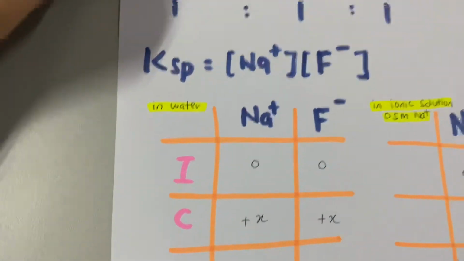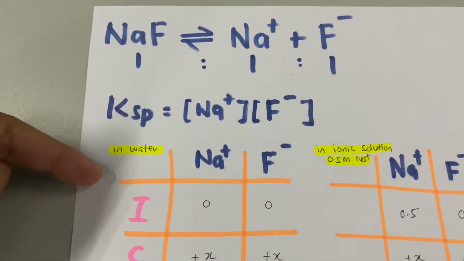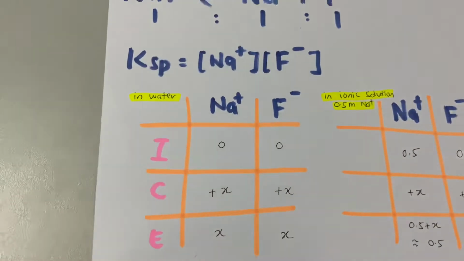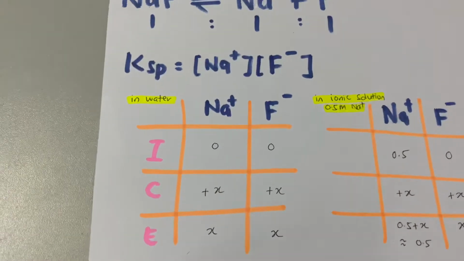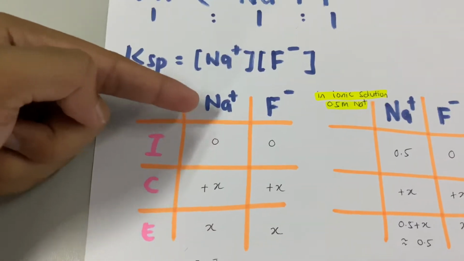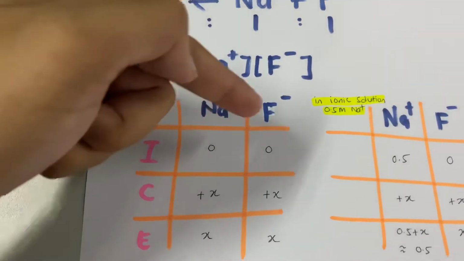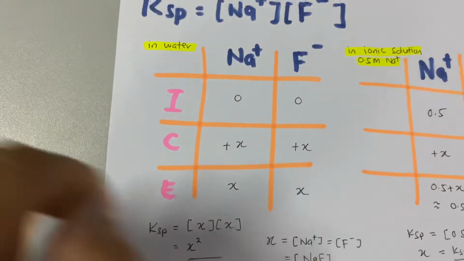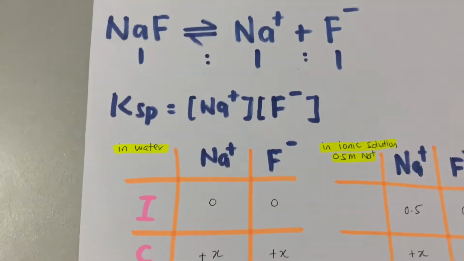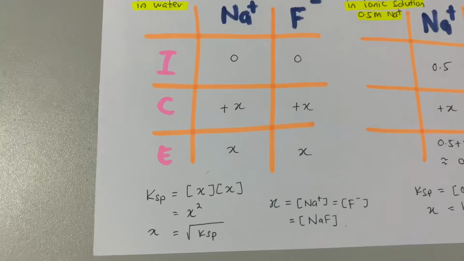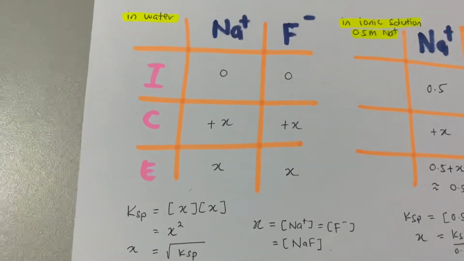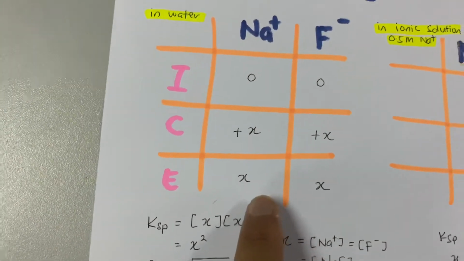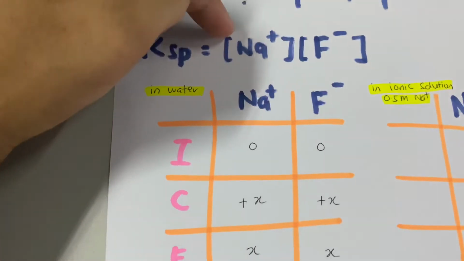So if sodium fluoride dissociates in water, you will use this ICE table here. NaF is solid, so it will not be considered in the Ksp expression. The initial concentration is 0 for both sodium ion and fluoride ion. The change is +x and +x, because it is 1 molar each, equivalent to the salt. Next, at equilibrium you have x and x.